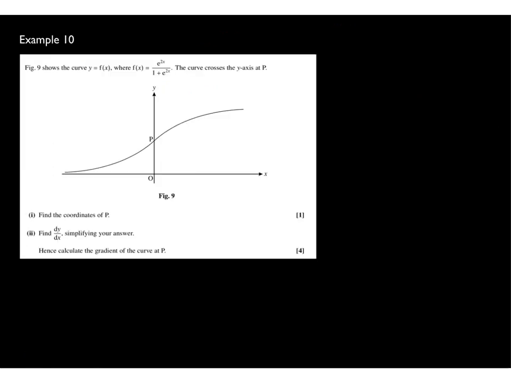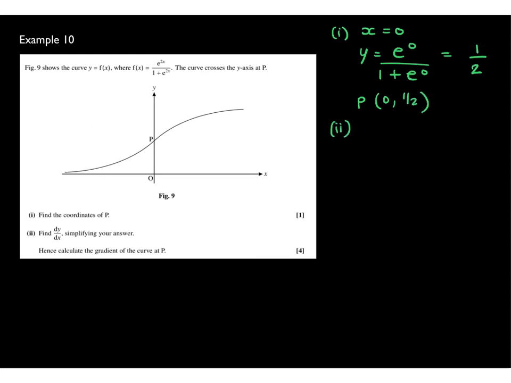Example 10. We're given an exponential curve, and we've got to find the coordinates, first of all, of P for part 1. Now, P is the y-intercept, where x is equal to 0. So y is then equal to e to the 0 over 1 plus e to the 0. E to the 0 is 1, so the y-coordinate is a half. So P has coordinates 0, a half.